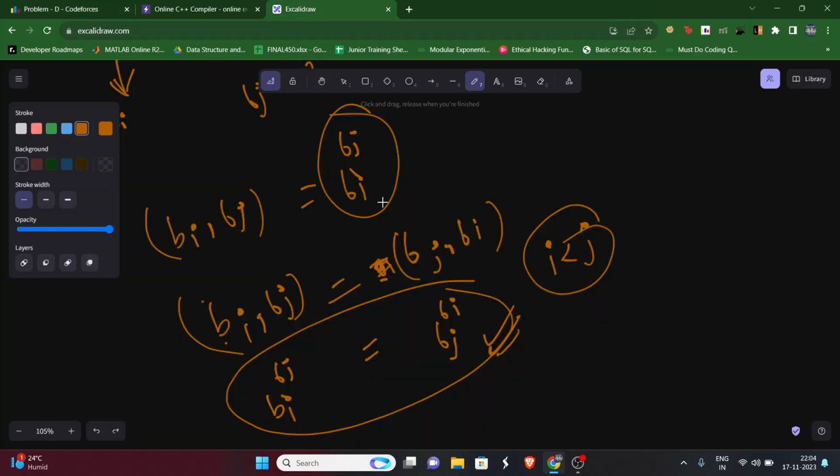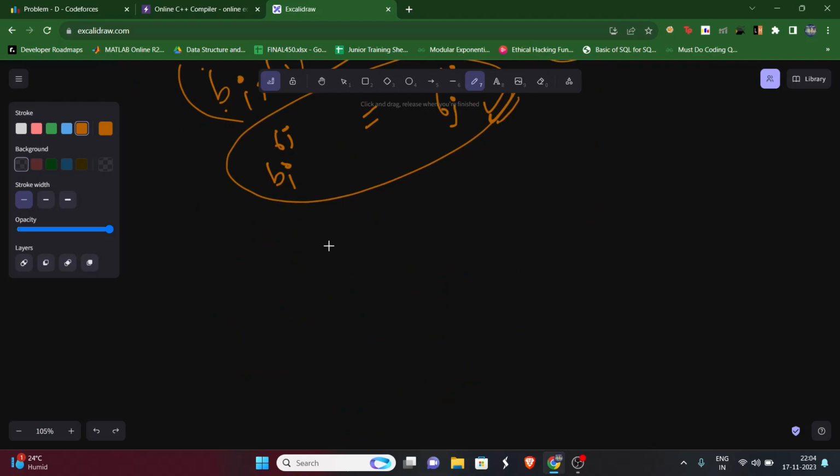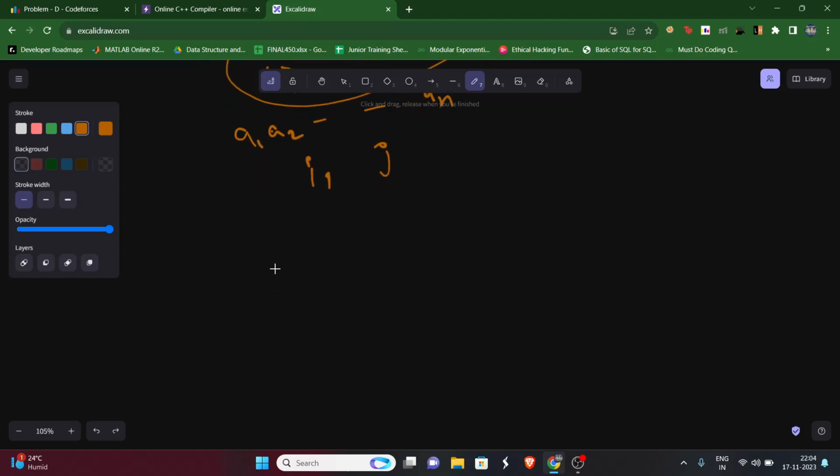So what will be the first approach? Now we know that we have to select two indices i and j out of a1, a2, till a of n. So what we can do? We can just simply run a loop.